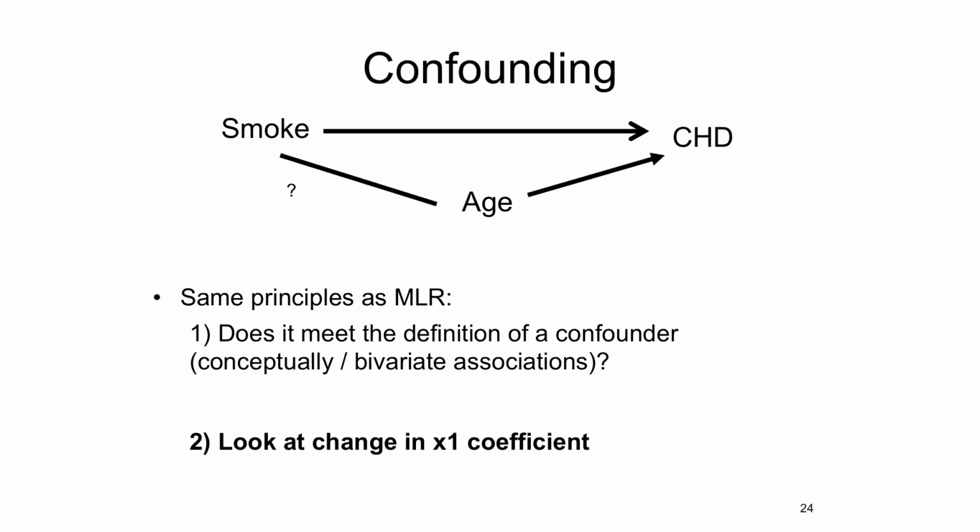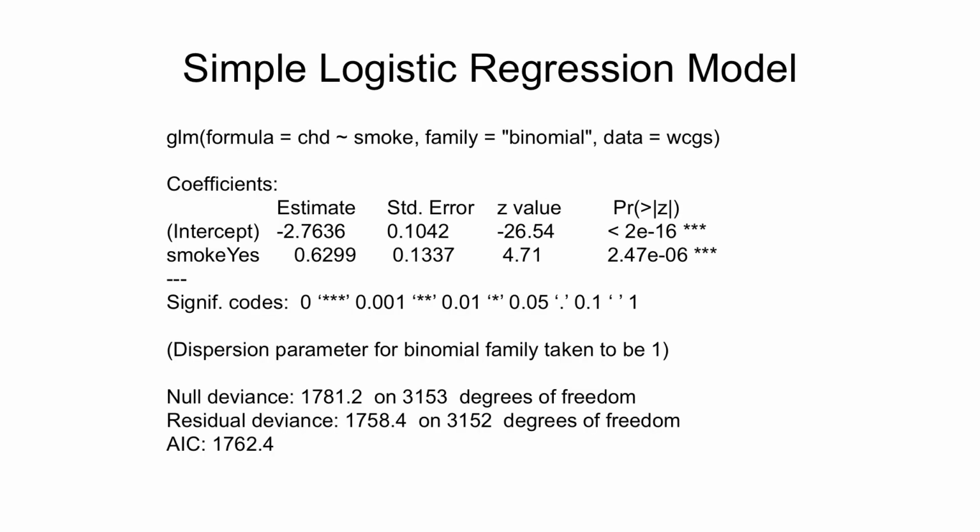So, does age meet the definition of a confounder? Let's recap. Conceptually, we said that it could be a confounder, but this didn't hold up in our bivariate analyses. Age was significantly associated with CHD, but not with smoking. Let's take a look at the change in our smoke coefficient when age is added to the model.